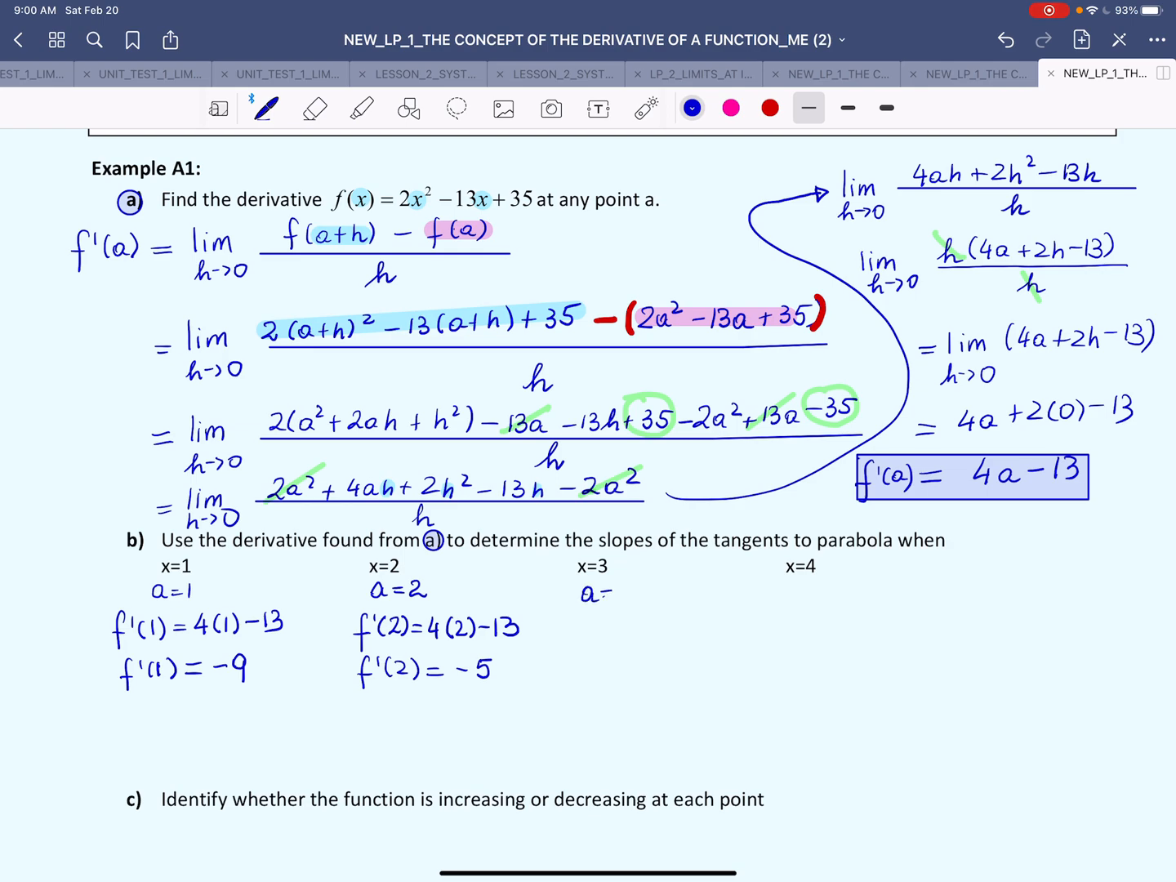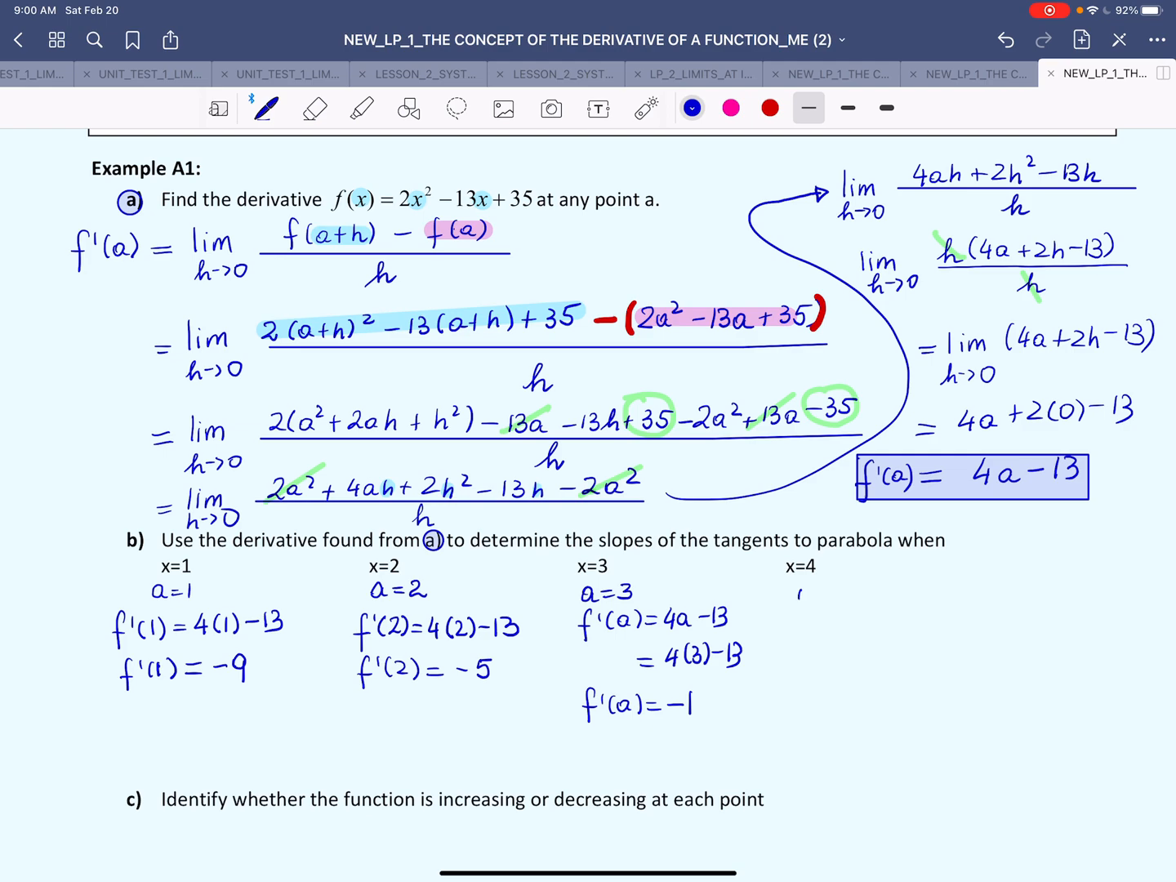So here A equals 3. Again, remember that f prime A equals 4A minus 13. So that would be 4 times 3 minus 13. So f prime A equals 12 minus 13, negative 1.